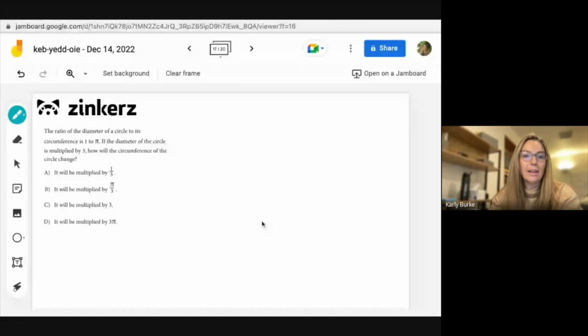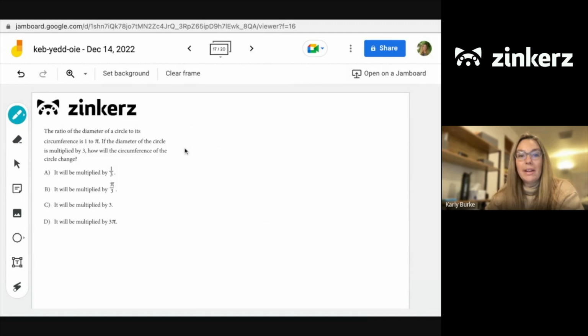So it's important that you understand how formulas change if you change a variable in the formula. And you don't need a number for this. You don't need to know what the original value was. In this case, we're going to be looking at a circle. I don't know what the original diameter was of the circle, but I am going to be able to still answer the question. So let's take a look at the problem.